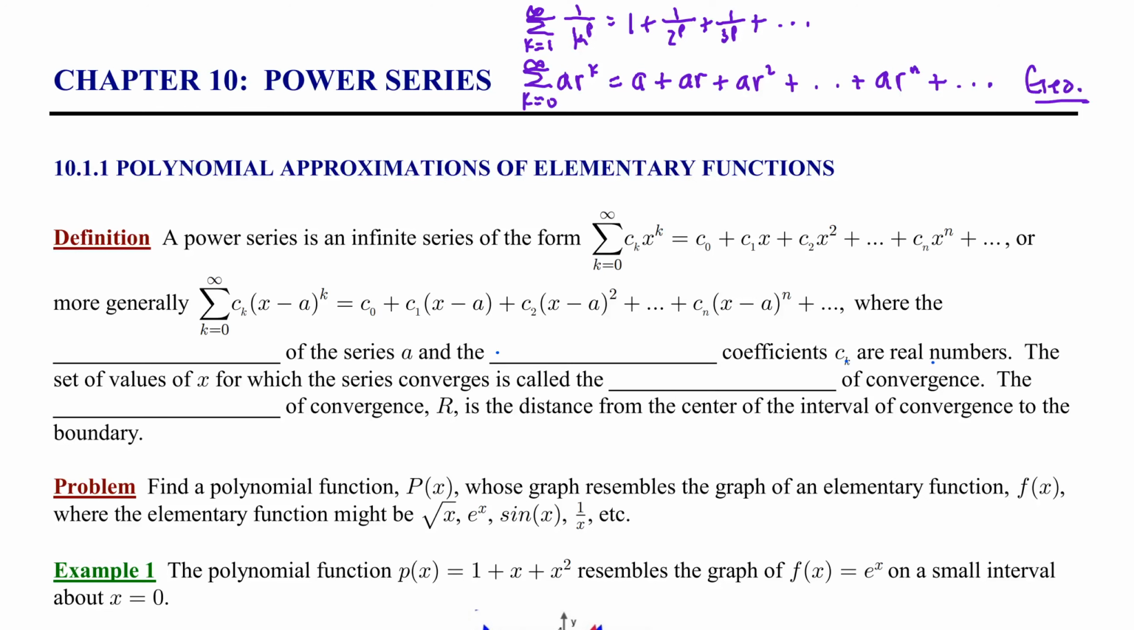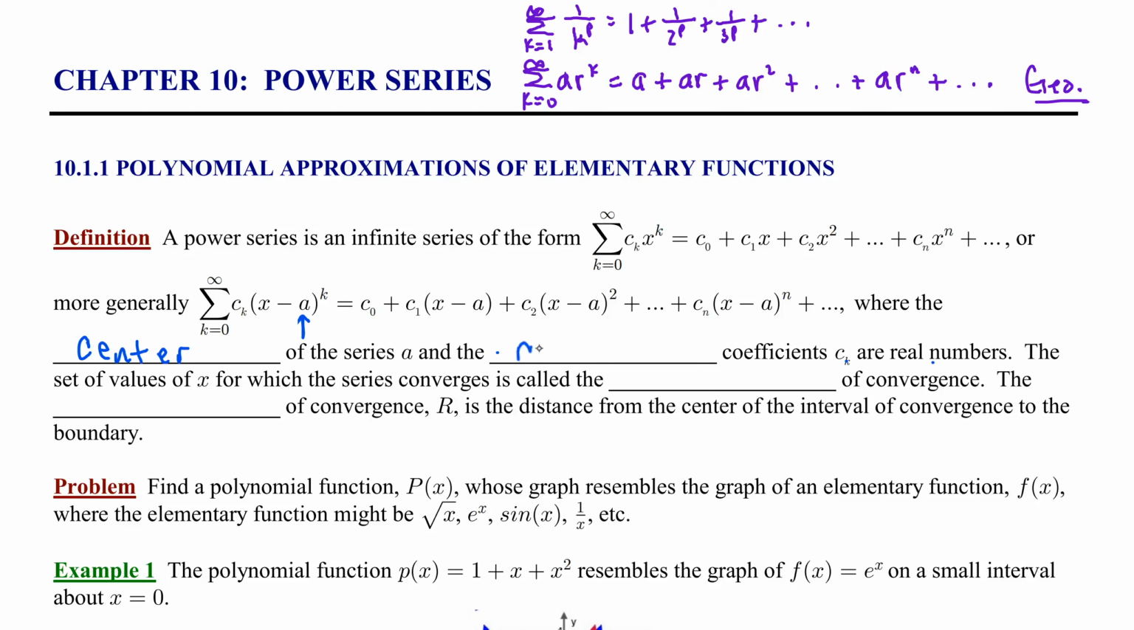When we expand this more general form, we still have what resembles a polynomial of infinite degree. Now, this number a we call the center of the series.